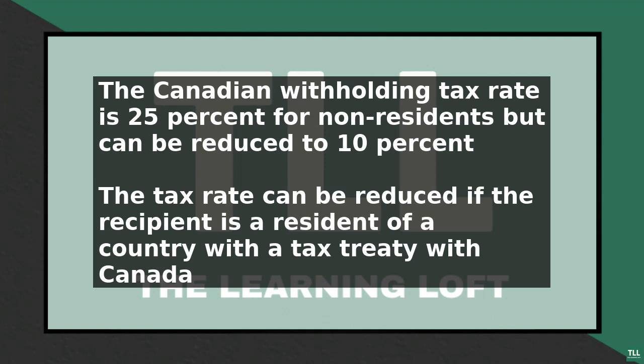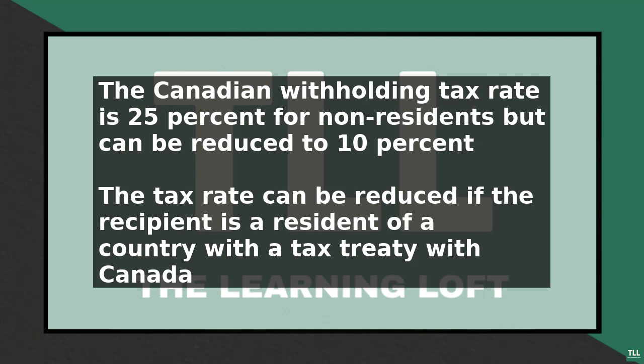To calculate the Canadian withholding tax, you need to determine the amount you want to send and multiply it by the applicable tax rate. For example, if you want to send 1,000 Canadian dollars to India, and the applicable tax rate is 10%, the withholding tax would be 100 Canadian dollars.